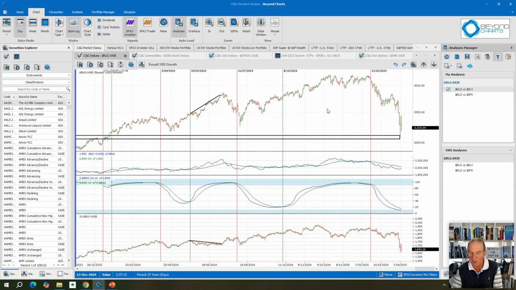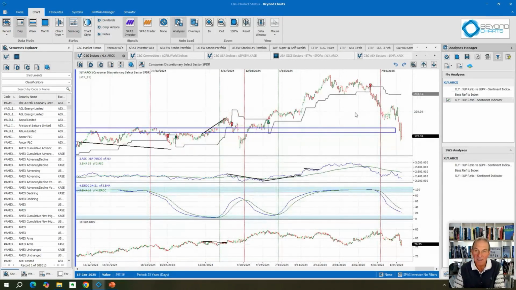This is basically value versus all of these indicators, as we showed last week. None of them have changed. They're all favoring a risk-off environment. There's a sell signal on the discretionary. Discretionary is underperforming.